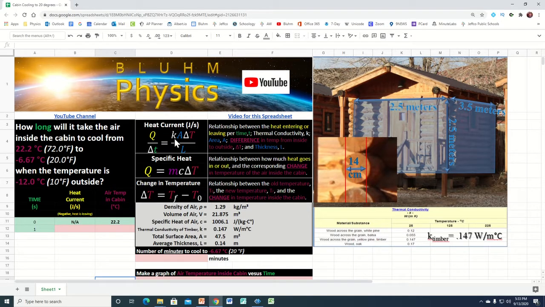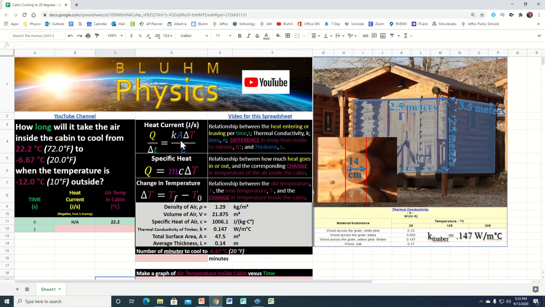That is how much heat goes in or out of an object depends on those variables. And we're talking about heat flowing through the walls of the cabin. So we have to use what's called the thermal conductivity coefficient for the material the walls are made out of, which is this yellow pine timber. And it has a coefficient of 0.147 watts per meter Celsius degree.